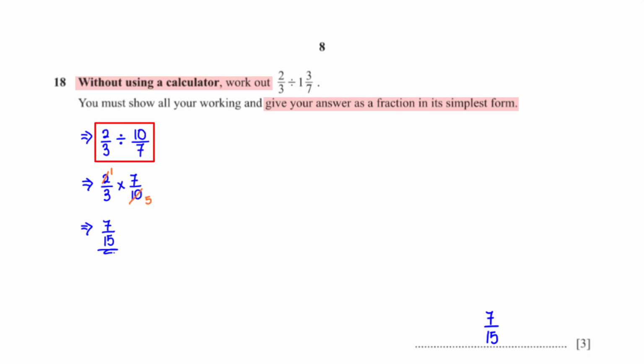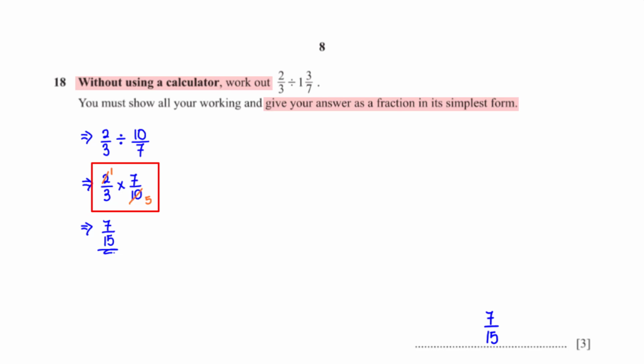So now we have 2 over 3 divided by 10 over 7. In the next step, we bring in 2 over 3. Then we replace the division with multiplication. And then we bring in the reciprocal of 10 over 7, which is 7 over 10.